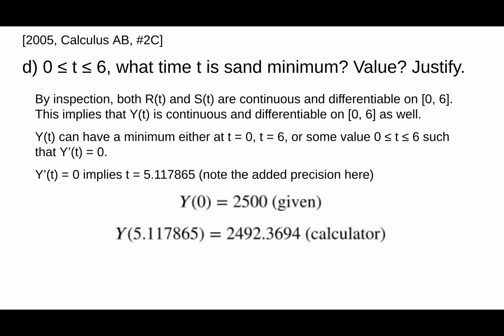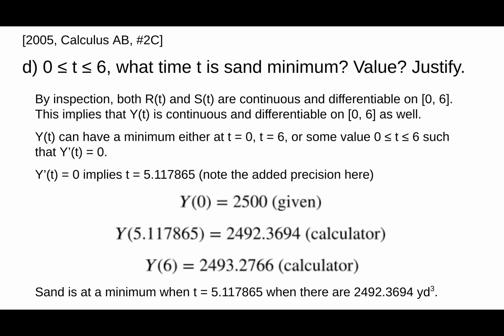And we can use either our calculator or do it by hand. Probably going to use a calculator here to determine y of 6, which is 2,493.2766. And if you compare these, you can see that the sand is at a minimum when t is equal to that 5.117865 answer.